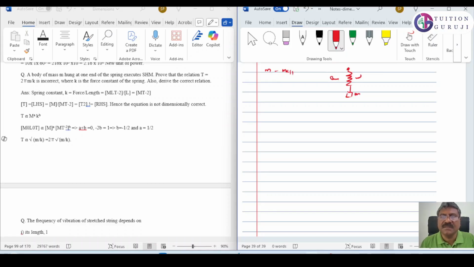Prove that the relation T is equal to 2 pi root m by k. What is k? K is equal to the spring constant, the force constant of the spring. So what is spring constant? Spring constant is given by F is equal to minus kx.